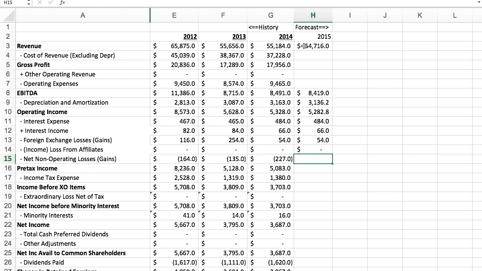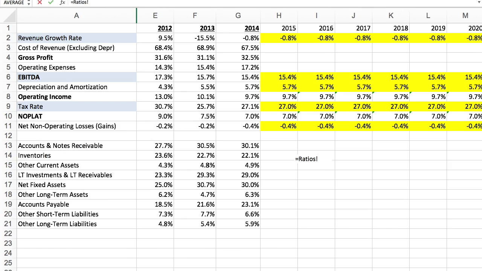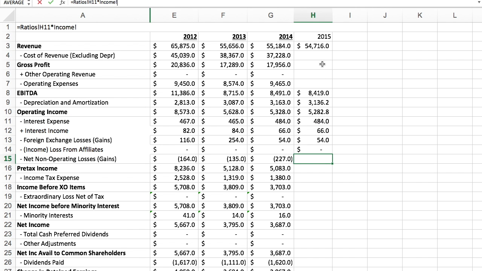Non-operating gains and losses equals ratios, 2015 non-operating gains and losses as a percentage of sales, times income 2015 revenue. And I can see over here on the left-hand side, these are the 5 items I have to add and subtract to get to pre-tax income. The nice thing is for pre-tax income in 2014, I had already added it and subtracted it with the correct order of operations. So I can take G16, copy that, and move that over to H16. And that'll basically get me my pre-tax income. Just adding and subtracting those 6 things.